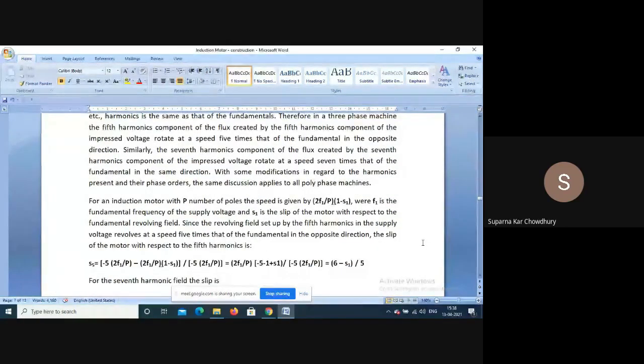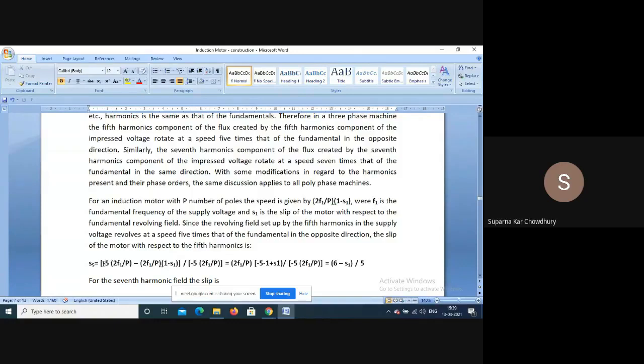Now say we consider the 5th harmonic. What is the speed of the rotor? The speed is mainly related to the fundamental, so this is the synchronous speed into 1 minus s1, where s1 is the slip related to the fundamental. Now if we have to find the slip of the 5th harmonic, the synchronous speed of the 5th harmonic is 5 into 2f1 by p.